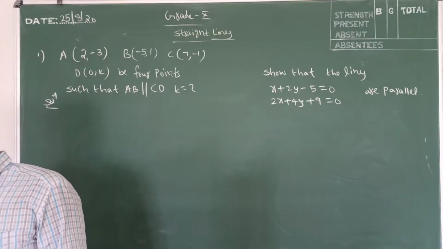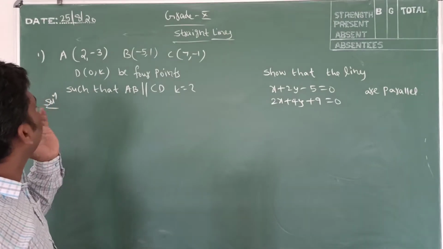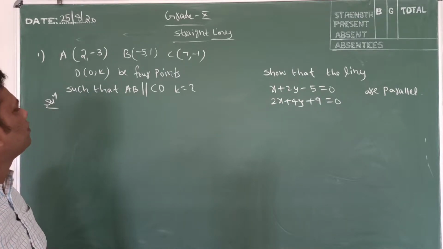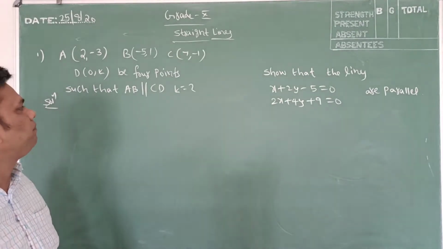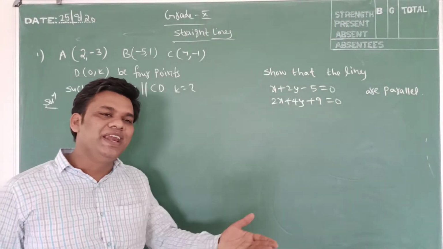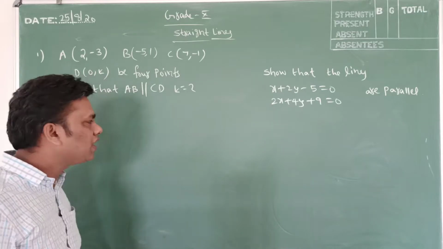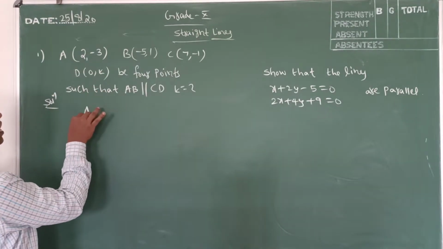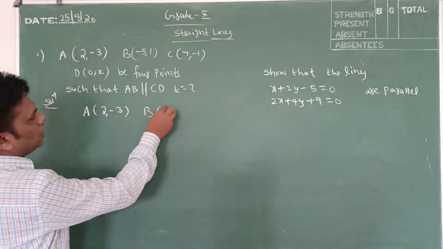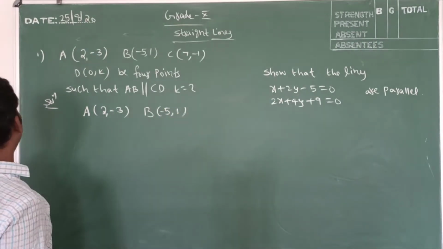See here, A is (2, -3), B is (-5, 1), C is (7, -1), D is (0, k). For the four points such that AB is parallel to CD, find the k value. Given A is (2, -3), B is (-5, 1).